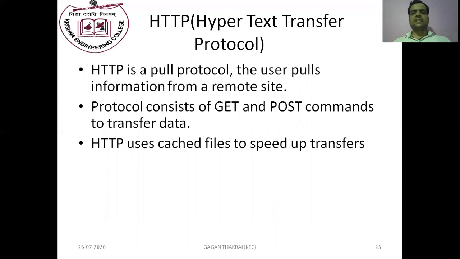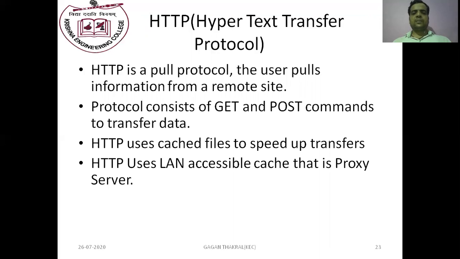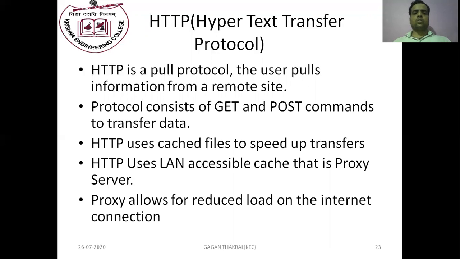HTTP uses cached files to speed up transfer, or we can say that HTTP uses cache memory to speed up the transfer rate. HTTP uses a LAN-accessible cache, that is, a proxy server, or we can say that it is very fast to fetch data from proxy servers with the help of Hypertext Transfer Protocol.